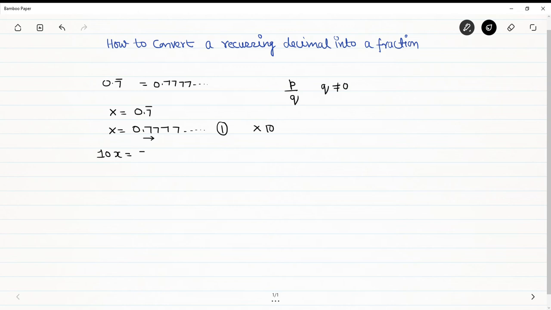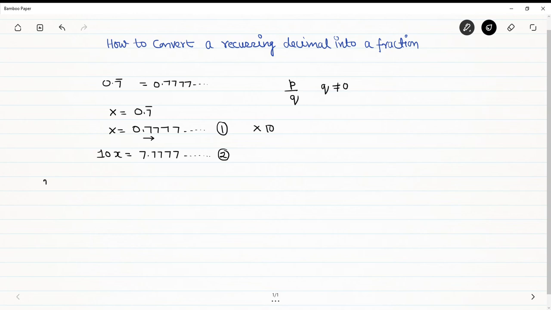So the decimal should now become 7.7777 and so on. And please remember, it does not matter how many 7s, I mean the 7 has shifted to this side, because on the right side there are infinite repeated numbers coming in, so it will not impact this in any way. So this is equation 1, this is equation 2. We have multiplied by 10. Why did we multiply by 10? Because there was only one single digit repeating.